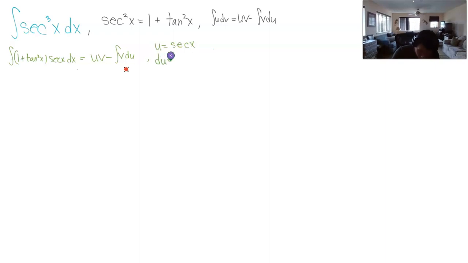Then du is going to be the derivative of secant x. I don't remember the derivative, so I'll find it right now. Sorry, I'm messing this up, I don't want to confuse you guys. d/dx of 1 over cosine x, which is the same thing as d/dx of cosine x to the negative 1. Then I can just use the chain rule and basic derivative properties. So we get negative 1 times cosine x to the negative 2, and then the derivative of cosine x, which is negative sine x.